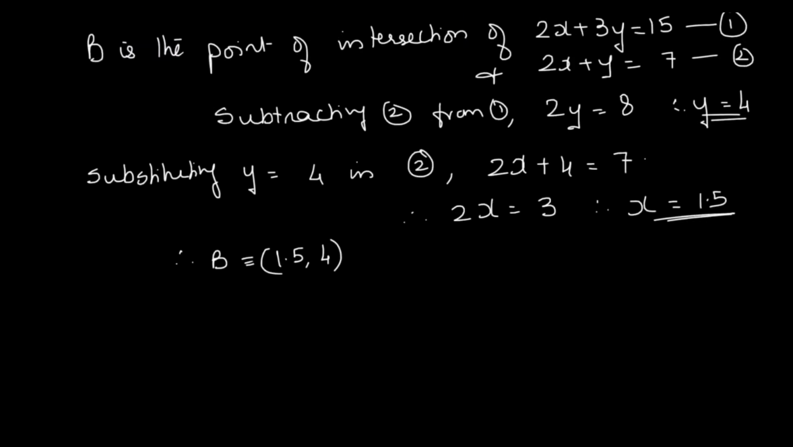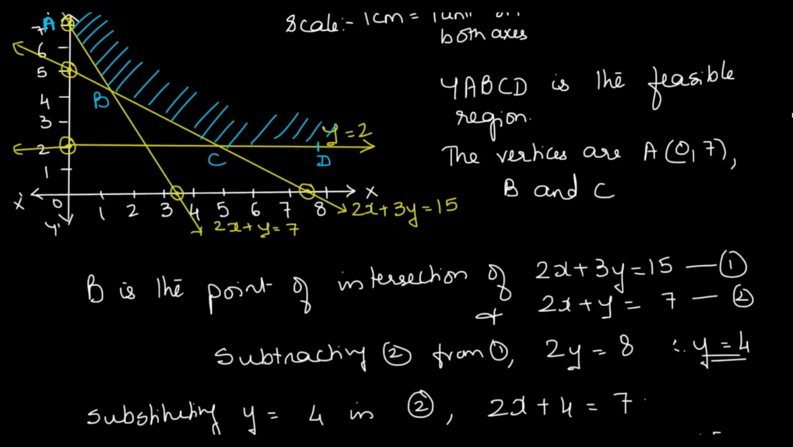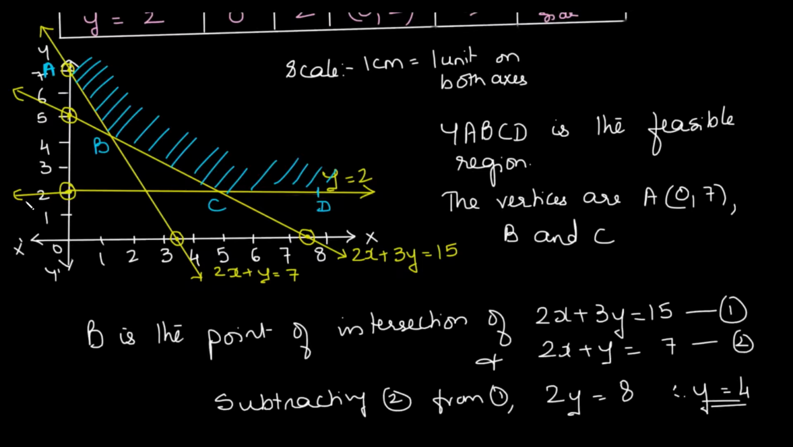Then in the case of C, now let us find the coordinates of C. Now C is the point of intersection of these two lines. Over here, C is the point of intersection of y is equal to 2 and this particular line, that is 2x plus 3y is equal to 15.